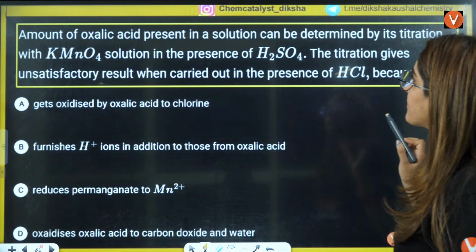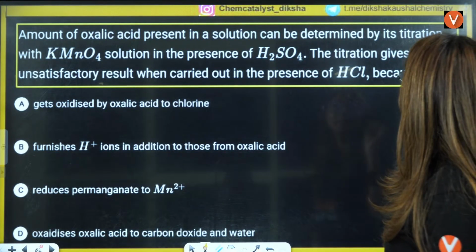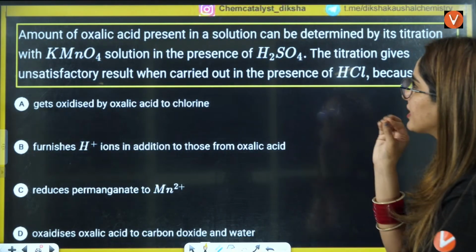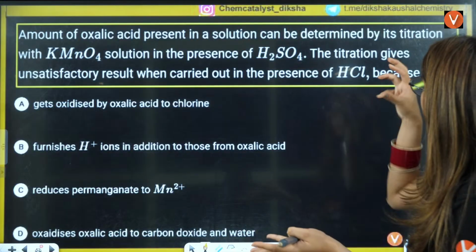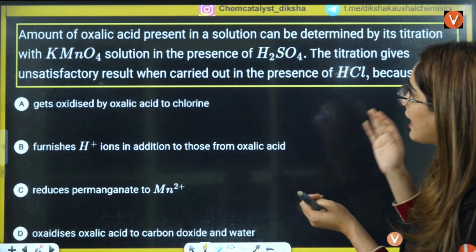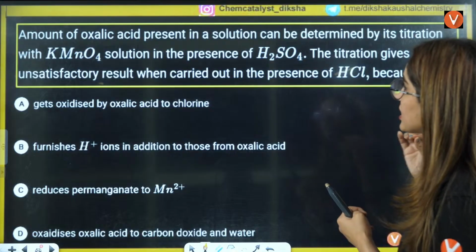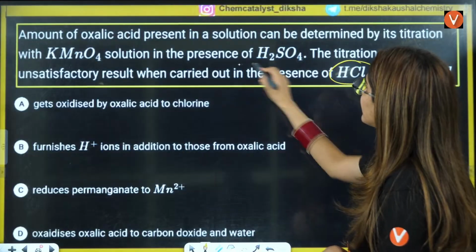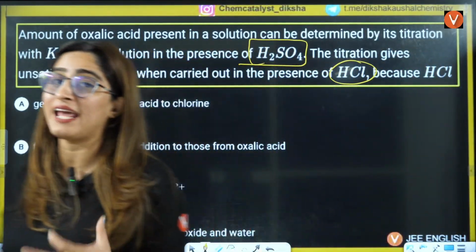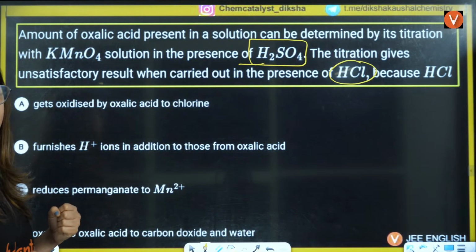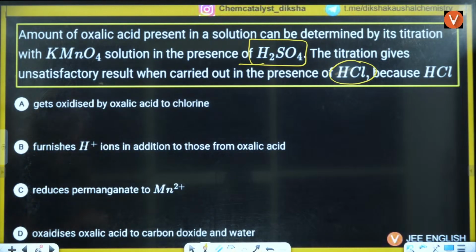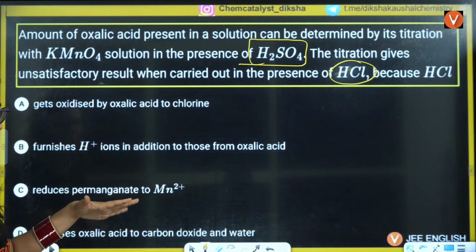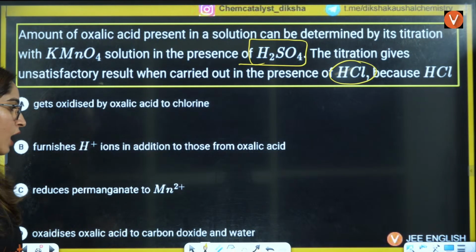The amount of oxalic acid present in a solution can be determined by titration with KMnO4. This is a theoretical question. They are saying that oxalic acid in a solution can be determined by titration with KMnO4 in the presence of H2SO4. The titration gives unsatisfactory results when carried out in the presence of HCl. So they are saying that we always add H2SO4, we don't add HCl here. What is the reason behind that? HCl gets oxidized to chlorine, furnishes H+ ions, in addition to this, reducing permanganate to Mn2+, oxidizing oxalic acid to carbon dioxide and water.